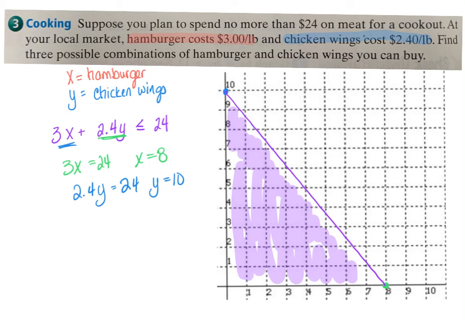So check your work. If hamburgers are $3 a pound, 3X. Chicken wings are $2.40 a pound, 2.4Y. That's less than or equal to what you can spend, which is 24. Zero out your 2.4Y. 24 divided by 3 is 8. Then zero out your 3X. 24 divided by 2.4 is 10. And then mark those. So my 8 is my X-intercept, my 10 is my Y-intercept. So you could have picked any combination in this shaded area.